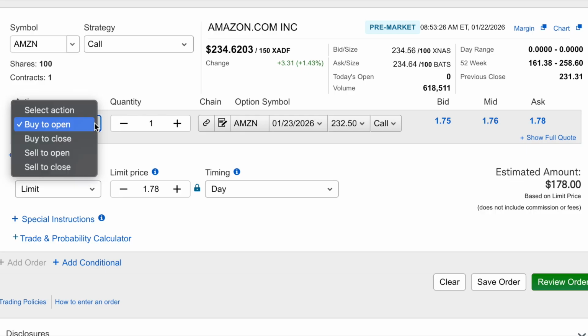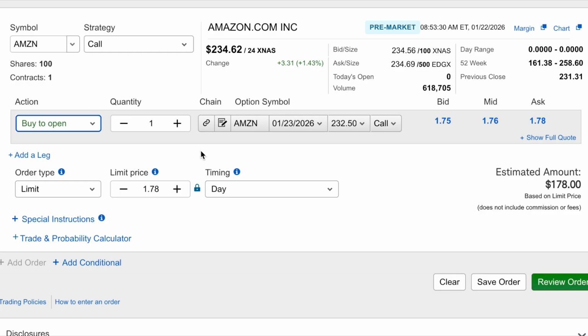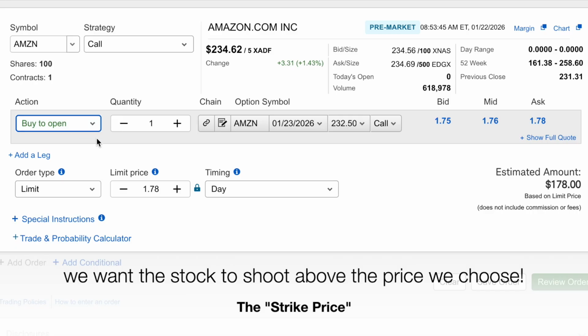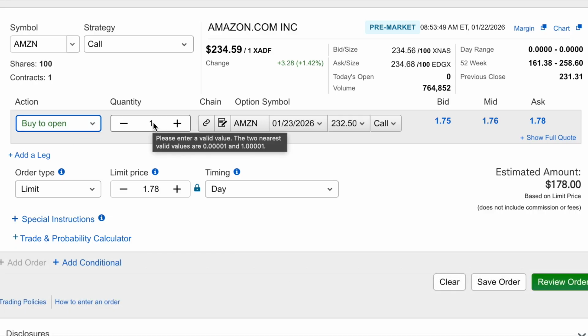When you buy a call option, you select buy to open. You're buying something. Remember, we are buying the right to lock in a price of a company or ETF for a certain period of time. That's what the call option is. So we have buy to open, quantity 1. That's one contract. One contract represents 100 underlying shares. You can see that Amazon is currently trading at almost $235 a share.